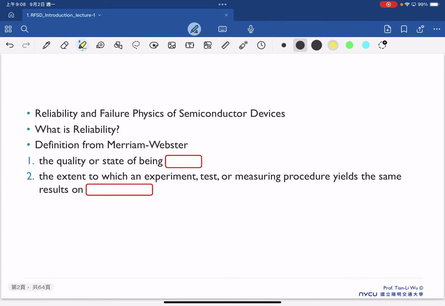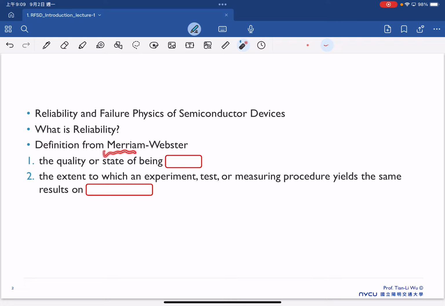When we talk about reliability, the first and easiest thing is to look at the dictionary. We always learn from the dictionary to understand a definition. First, we have to make clear what reliability is here. That's pretty important, because you have to understand what reliability actually means. So we check the dictionary.